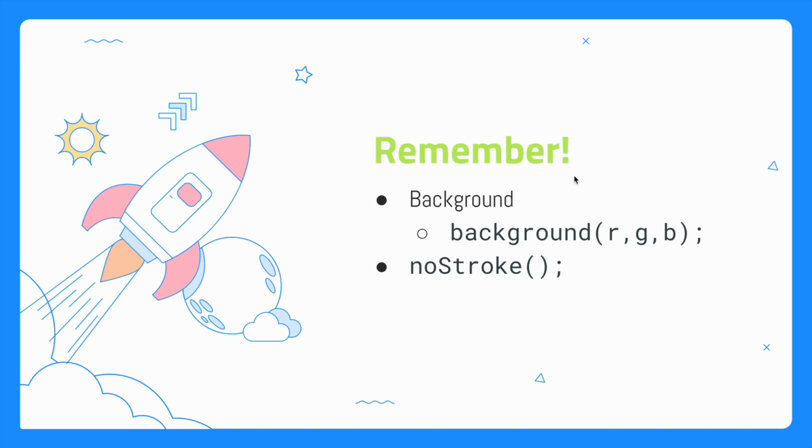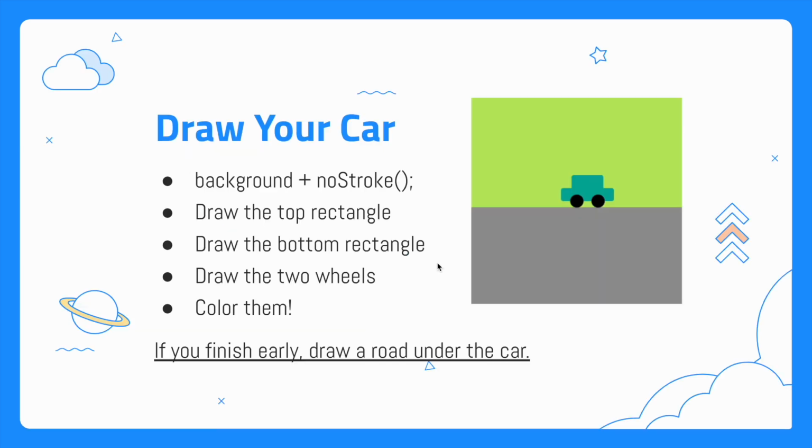So one thing to remember as we're going to start this project is that you can use background and put in RGB values, and you can also use no stroke. So I want you to go ahead and draw your own car using background, no stroke, and I want you to draw the top rectangle, draw the bottom rectangle, draw the two wheels, and color them. And then if you finish early, go ahead and draw a road under the car.